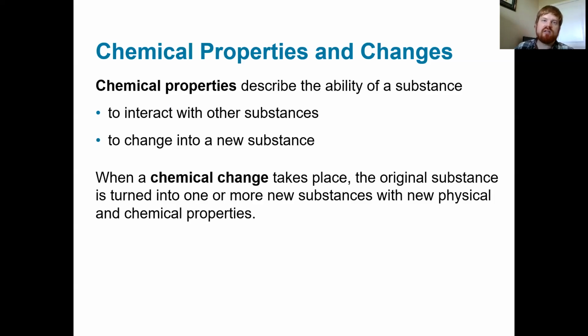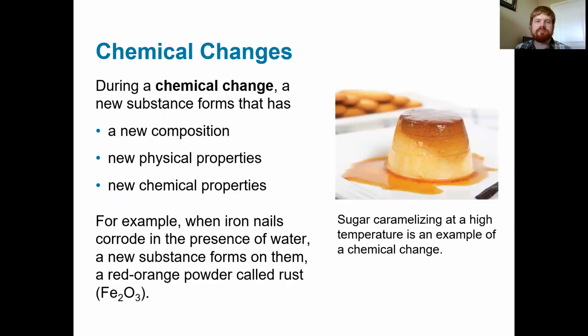Now, we say all of this to distinguish physical changes from chemical changes. So we need to first define chemical properties. Basically, chemical properties describe the chemical reactivity of a certain substance. That's the ability of a substance to interact with other substances or to change into new substances on its own. It's difficult to define these chemical properties without defining chemical changes. When a chemical change takes place, you have an original substance that's turned into one or more new substances, which we call products, and that new substance is going to have different physical and chemical properties.